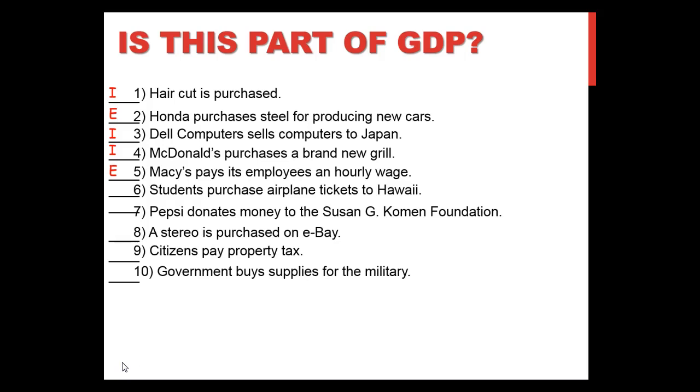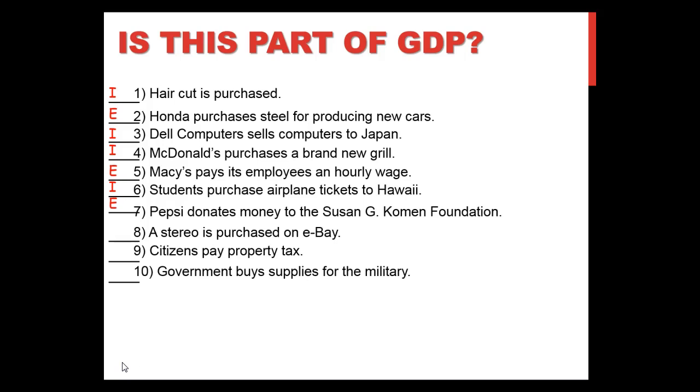Instead, we're going to wait to see what they use their money for, and whatever they buy with that salary would count towards GDP. Students purchasing airplane tickets to Hawaii would count, because that's a good or a service. Pepsi donating money to the Susan G. Komen Foundation does not count. It is excluded because they're not buying a good or a service.